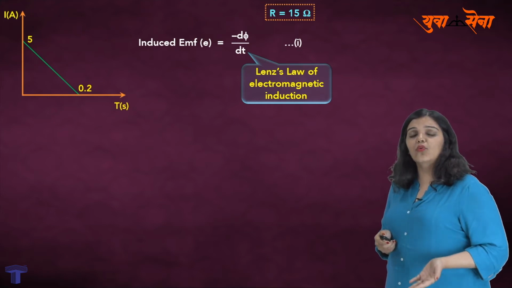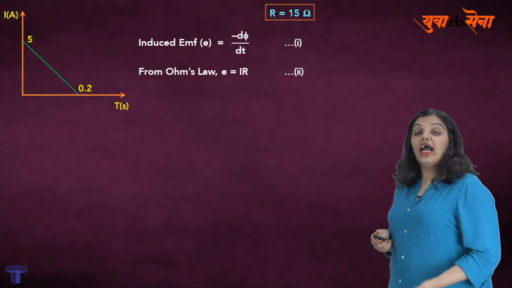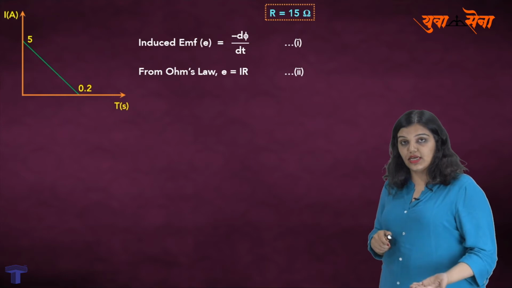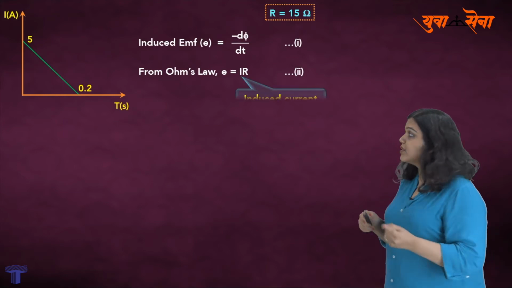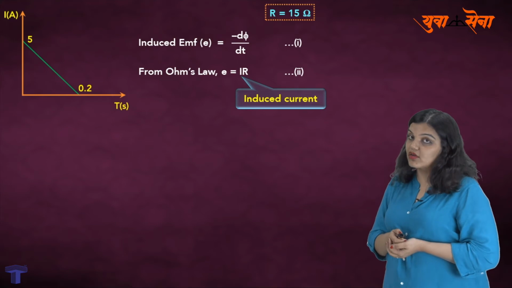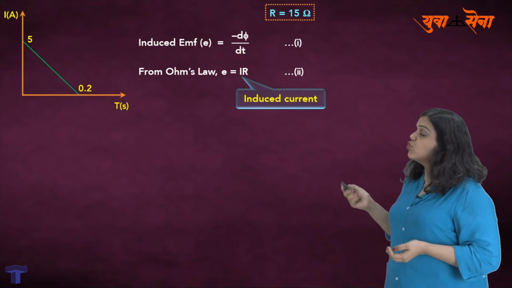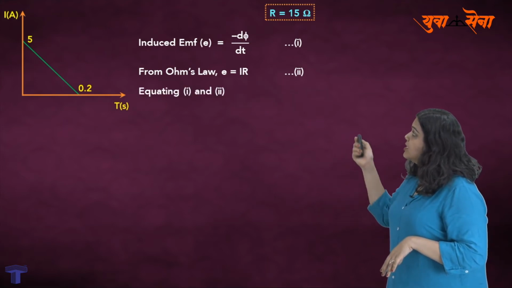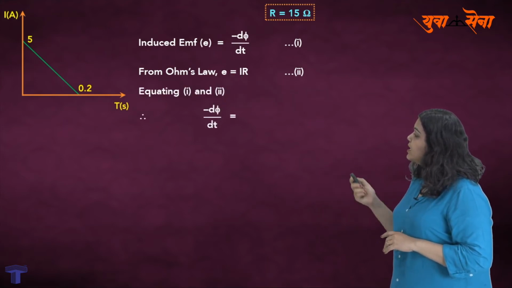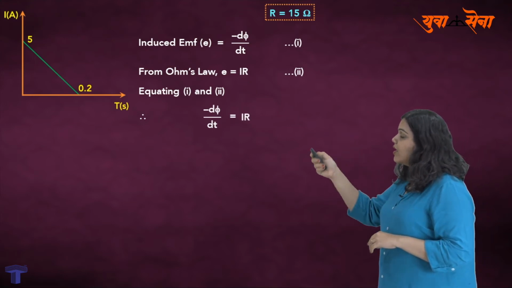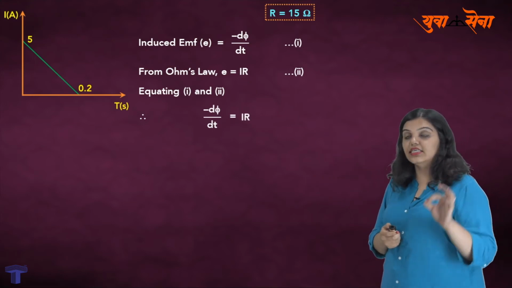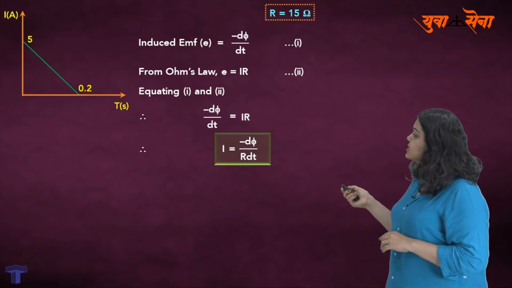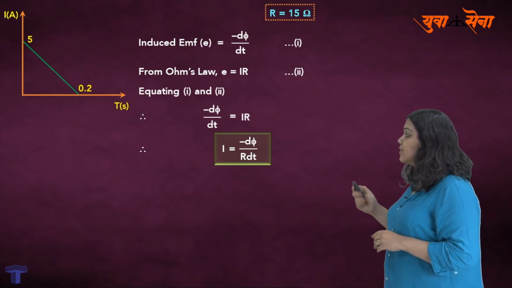But I also have Ohm's law, which basically says that any voltage can be written as a multiplication of current and resistance. So I can write E, which is my induced EMF, as I into R, where I is nothing but the induced current and R is the resistance of the coil. Now I can see that equation 1 and 2 both are talking about expressions of E, and therefore I can equate 1 and 2. So I have minus d phi by dt equal to IR. And now I have this formula, that is minus d phi by dt is equal to IR. Once I have that, I can write down the formula for induced current. I is equal to minus d phi upon R dt.